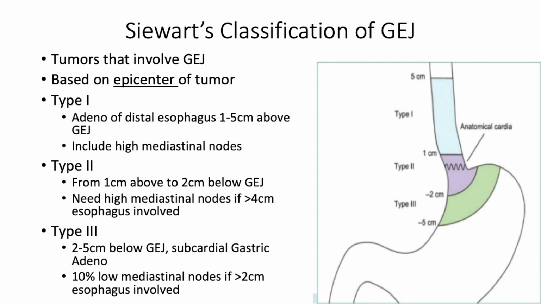Finally, a type 3. These are basically subcardial gastric adenocarcinomas. So you treat it like a gastric adenocarcinoma. You approach this through the abdomen. There is a risk of low mediastinal nodes if greater than 2 centimeters of the esophagus is involved. So if the tumor extends up on the esophagus 2 centimeters, you need to make sure to get those low mediastinal nodes, because there's a 10% chance of those being positive. The other thing to say on these, especially type 2 and 3, you do need to do a full gastric lymph node dissection, which we'll get into later.